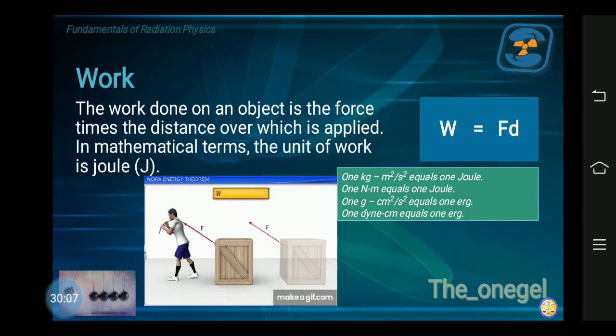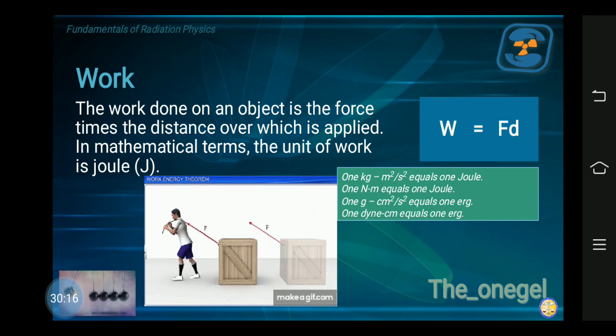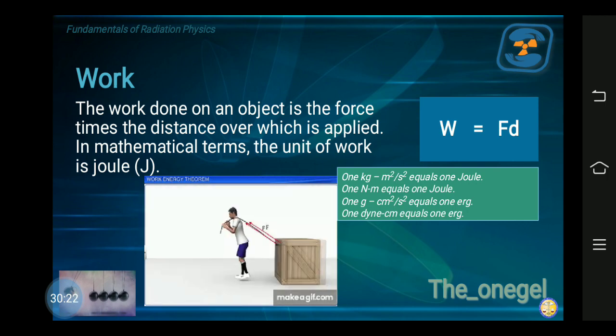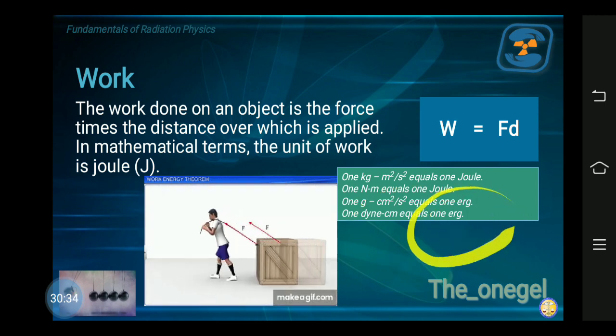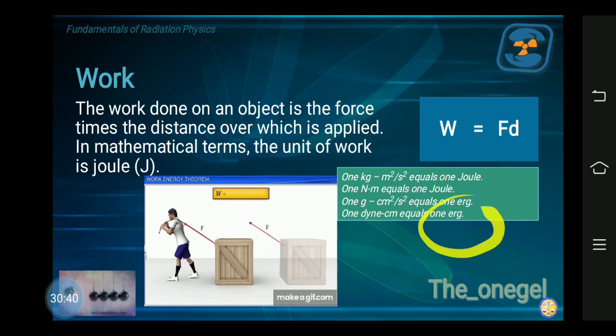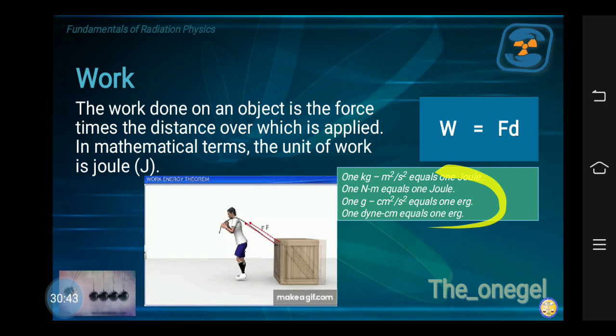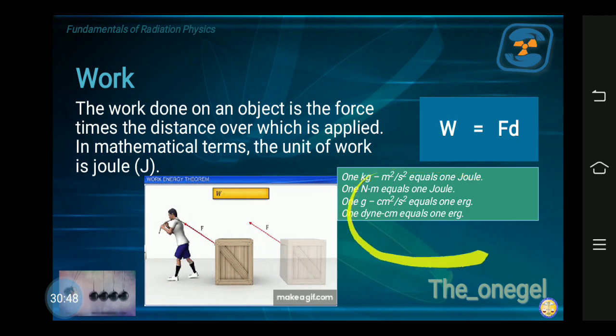Earlier we said that if the force is expressed in CGS, or centimeter gram and second, that will be dyne. 1 gram centimeter per second squared is 1 dyne. If the distance given in a problem is also in centimeter, then 1 dyne centimeter is what we call the erg. So in other words, 1 erg is equivalent to 1 gram centimeter squared per second squared.